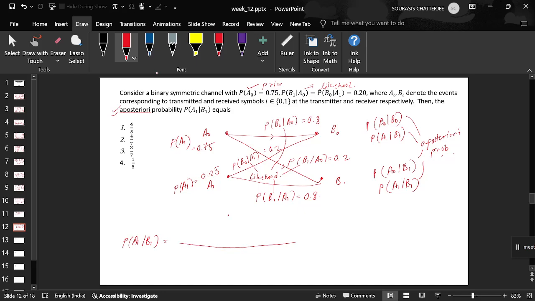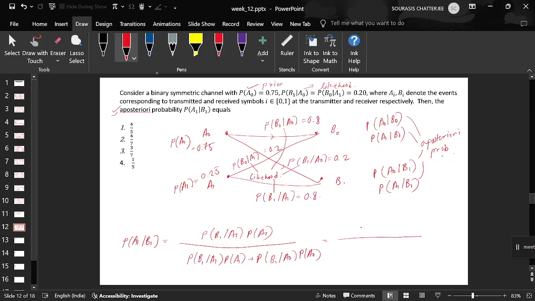So p of a1 given b1, I won't get into the details because we have already covered that in the previous sessions. I'll just write the expression here: probability of b1 given a1 times probability of a1, and in the denominator we have probability of b1 given a1 times probability of a1 plus probability of b1 given a naught times probability of a naught.